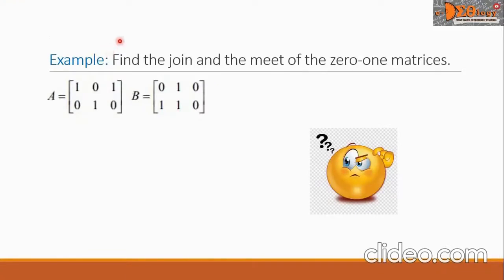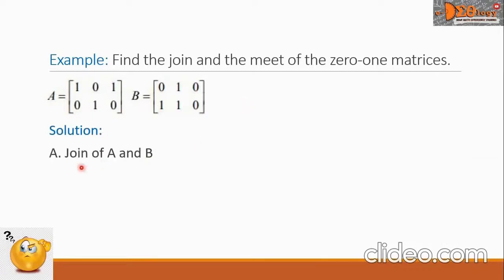Let us see this example. Find the join and the meet of the 0, 1 matrices. Matrix A: 1, 0, 1, 0, 1, 0. Matrix B: 0, 1, 0, 1, 1, 0. Take note that matrices A and B have the same size.